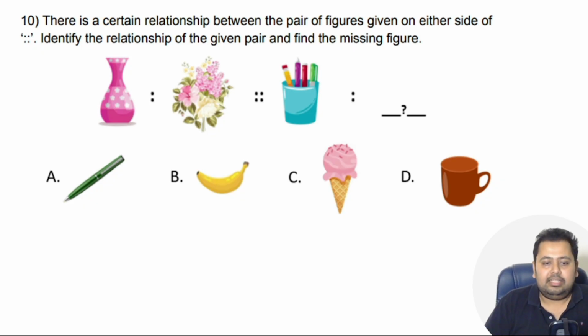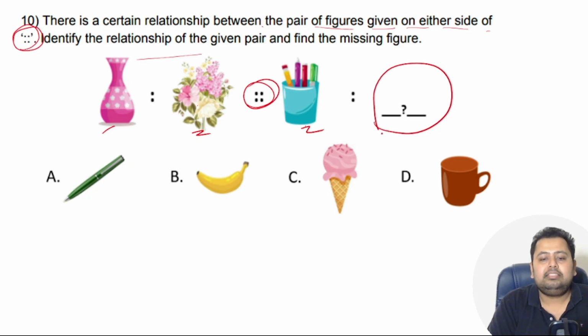There is a certain relationship between the pair of figures given on either side of double colon. So this is called a double colon. There is a certain relationship between the pair of figures given on either side of double colon. Here you can see a vase, a bunch of flowers, there's a pen stand, and then it's asking what should be over here. This is something that is missing. All right, so just pause the video, think through, and let me know what the answer is going to be.